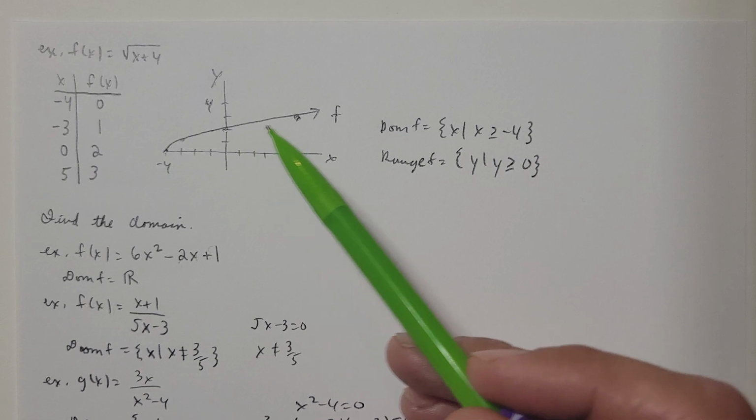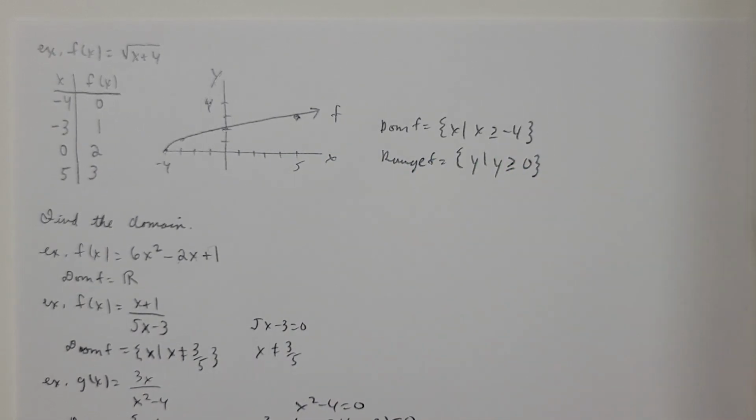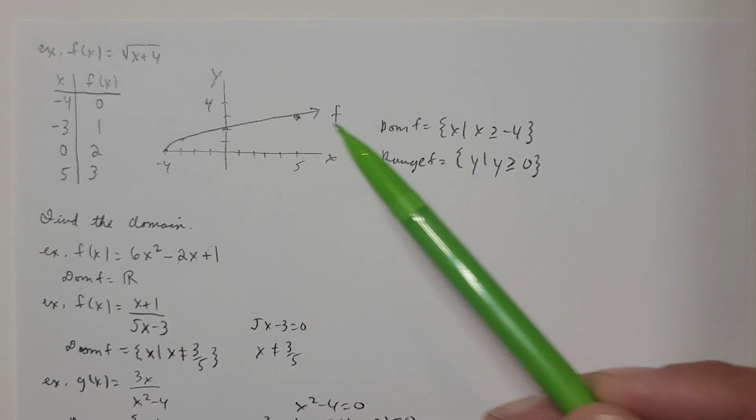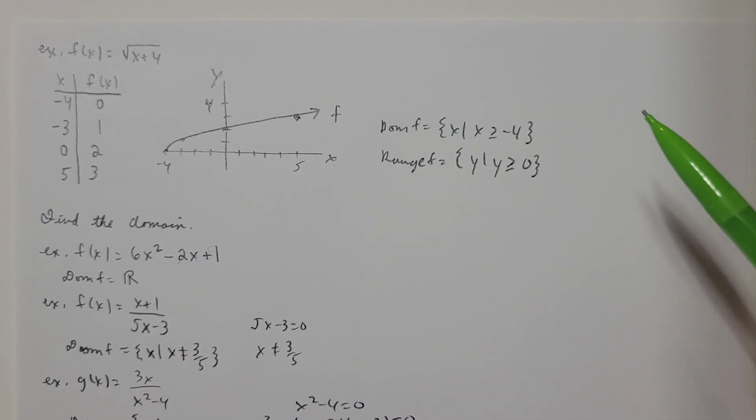Anywhere that's -4 or bigger is going to put me on the parabola. Now when I draw this curve, make sure that it's curved. I'm not drawing a line. That's another kind of function. Okay.